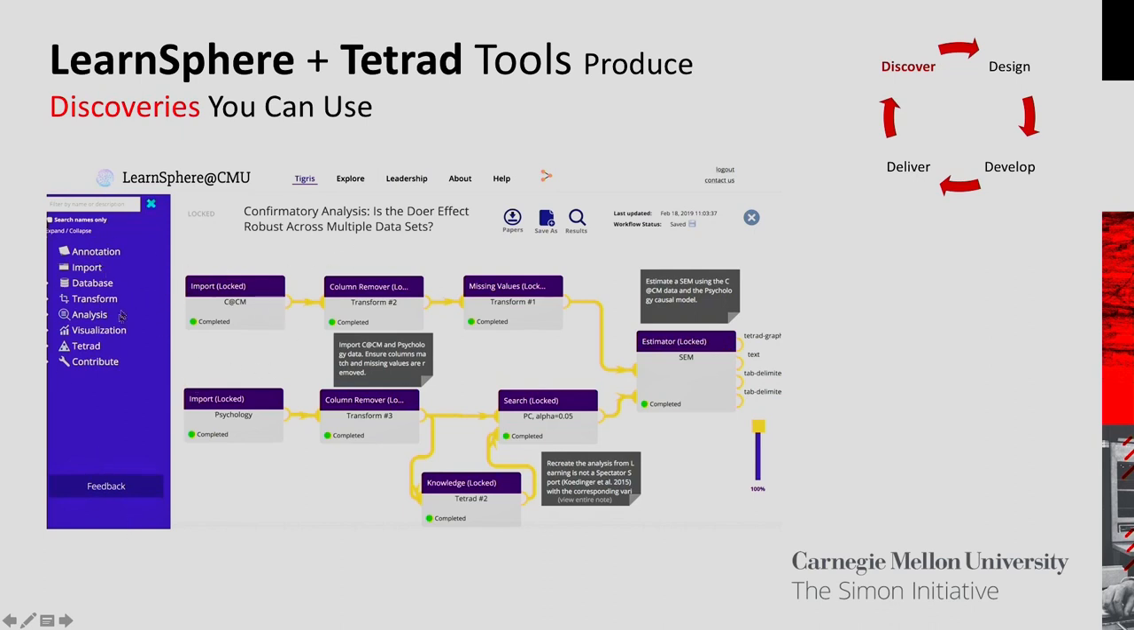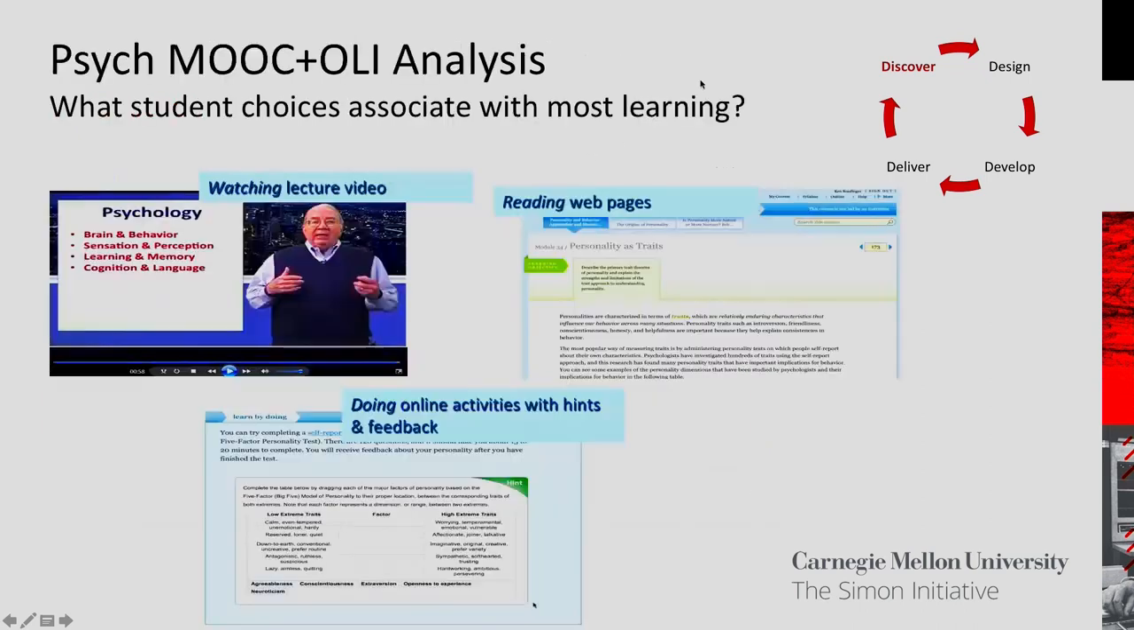These components, the rectangles here, are analytic components that you can select from this menu, drag out, and then connect together to do analyses. And amongst other kinds of analyses, the causal inference tools from Tetrad are available here. And so I want to illustrate how you can use these to make discoveries. And one of the questions you can ask with your course, if it's appropriately instrumented, is how does variation in students' choice to use different resources impact their learning outcomes?